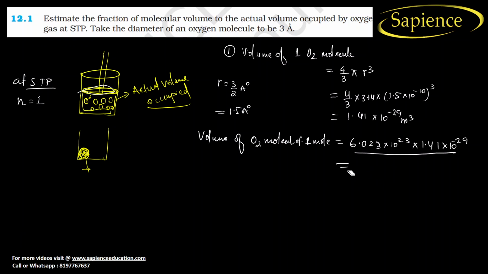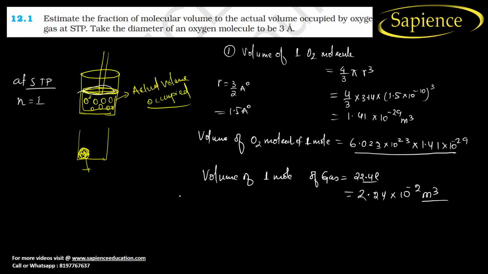Now, let us find out the volume of 1 mole of the gas. I am not talking about the volume of the oxygen molecules. I am talking about whatever space oxygen has occupied at STP; that volume I want to find. So the volume of 1 mole of gas is equal to 22.4 liters. This is a well-known fact. It can also be written as 2.24, and converting it into meter cube, it will be 2.24 into 10 power minus 2 meter cube. So this we have got.